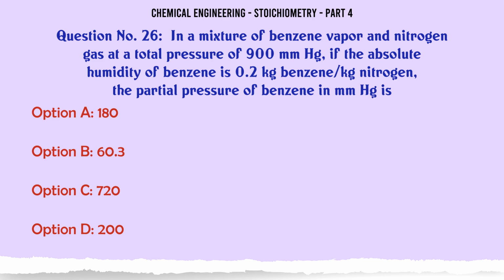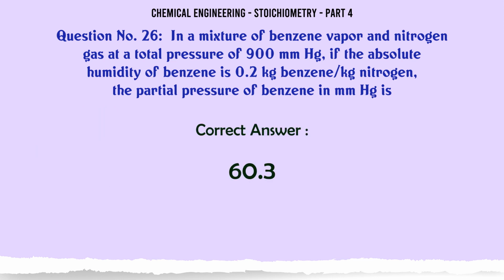In a mixture of benzene vapour and nitrogen gas at a total pressure of 900 mm Hg, if the absolute humidity of benzene is 0.2 kg benzene/kg nitrogen, the partial pressure of benzene in mm Hg is A. 180, B. 60.3, C. 720, D. 200. The correct answer is 60.3.